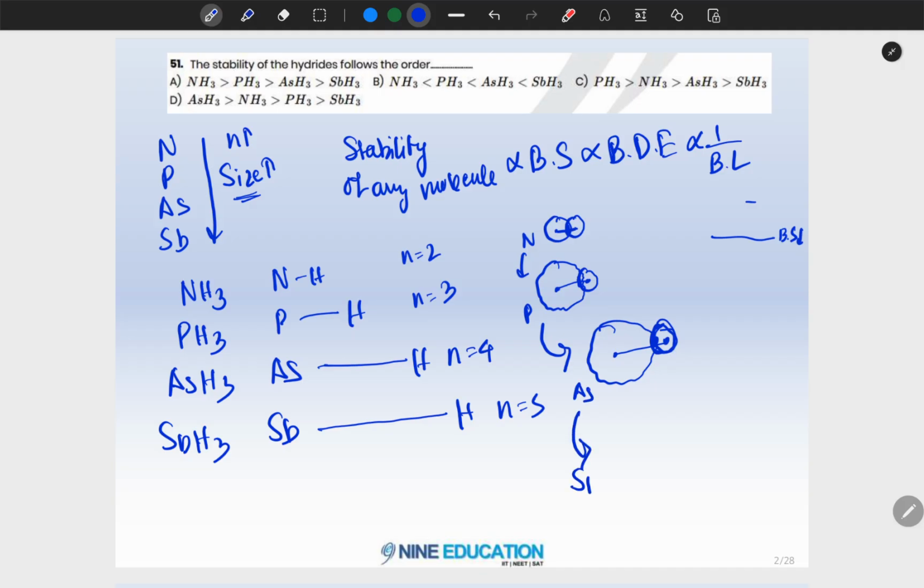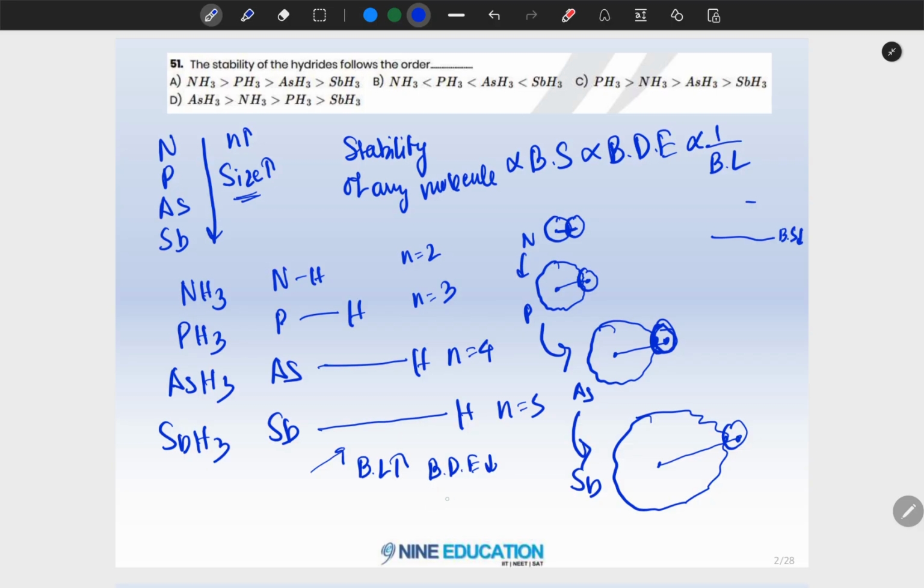Again, when we are moving from arsenic towards antimony, antimony is having the largest size of all the elements present over here, so this will be the bond length. So clearly we are able to see, because of increase in the size of the central atom, there will be increase in the bond length as well. So in Sb-H, the bond length is quite large. If I supply very less energy, I will still be able to break this bond. So BDE will be less.